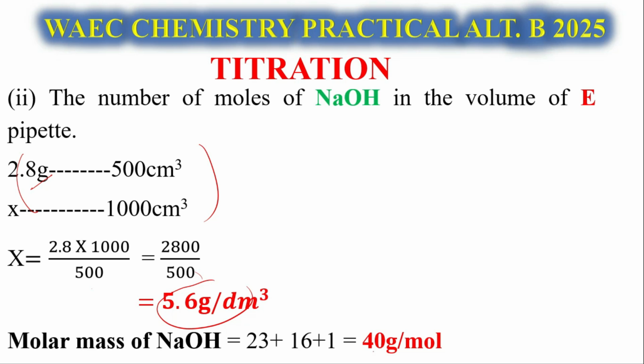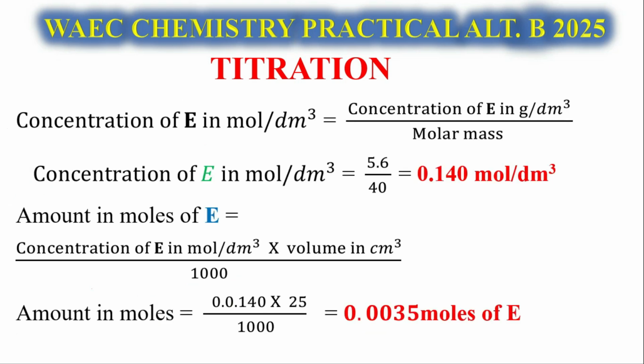What do you do? Calculate your molar mass. Then you convert it to mole per dm³. It gives us 0.140 mole per dm³ of E. Now let's convert that to moles. So you have 0.140 multiplied by 25 divided by 1000. It gives you 0.0035 moles of E.